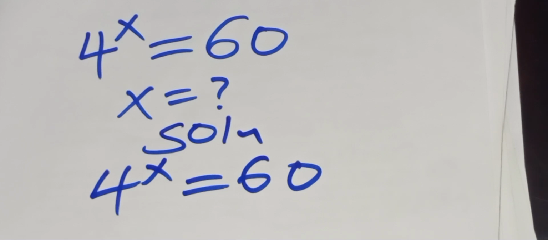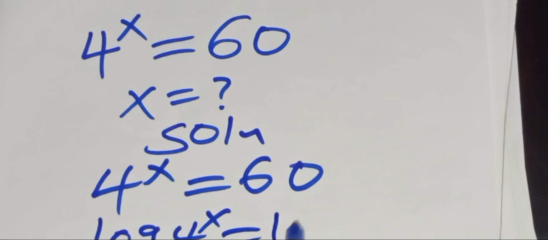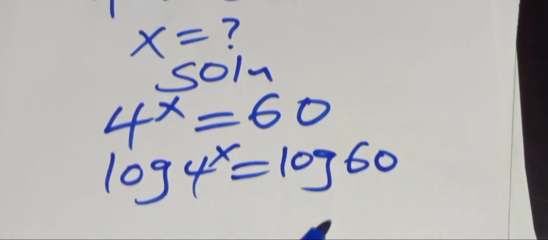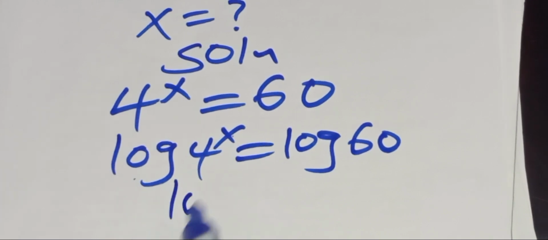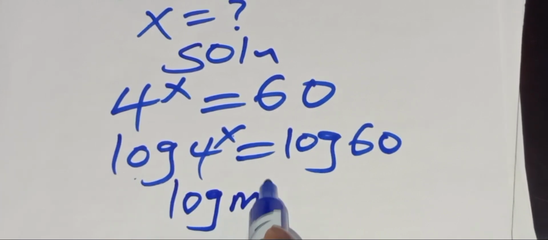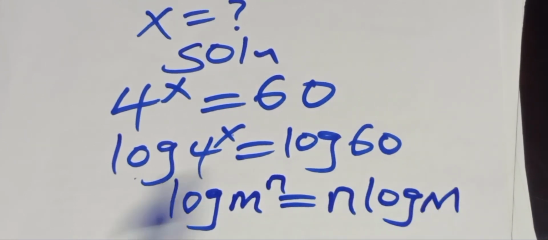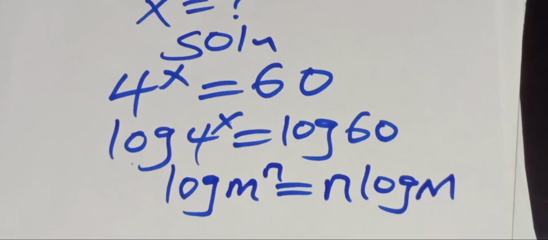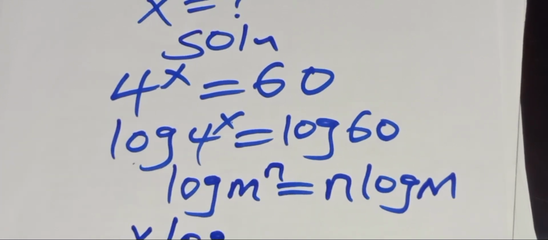So we introduce the natural logarithm on both sides so that we'll have log 4 to power x equal to log 60. Now, log 4 to power x is in the form of log m to power n, which is equal to n log m. This is the power rule property of logarithms, so log 4 to power x can be expressed as x log 4.